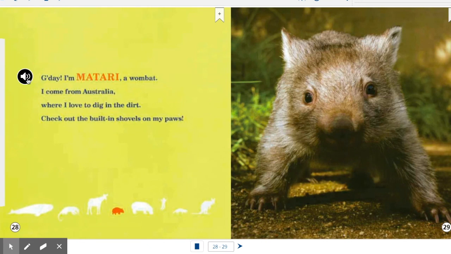How is this wombat similar to an elephant? Yes, they are both gray in color and they were both babies. But how are they different?